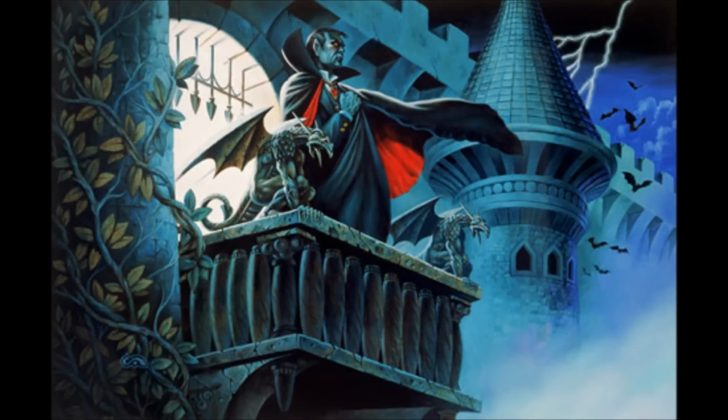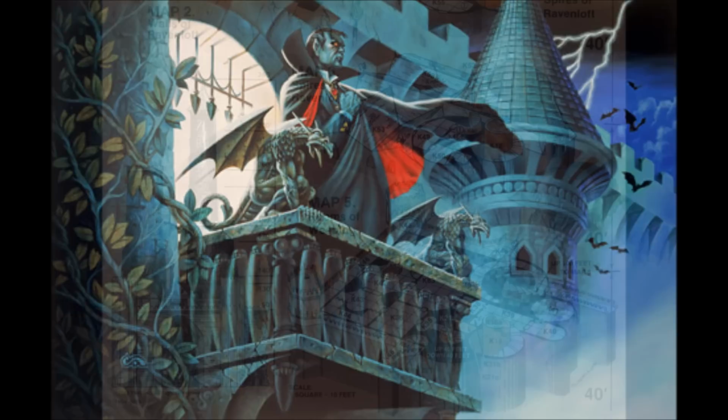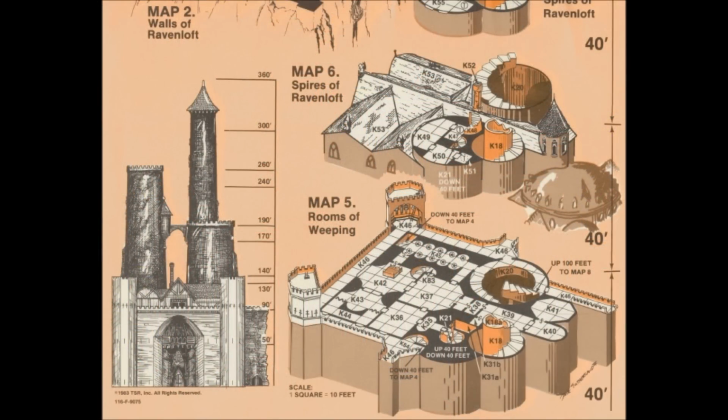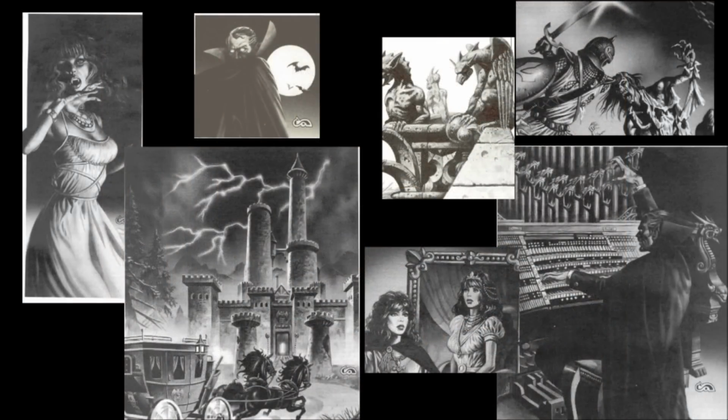As I said earlier, Clyde Caldwell is the illustrator for this module, from the outstanding Gothic cover of Strahd perched on a gargoyle-covered balcony peering out into the night, to the 3D perspective maps of the castle, to the many illustrations within the module itself. This is, without a doubt, the best artwork that first edition D&D had to offer, and would set the standard for future products to come.